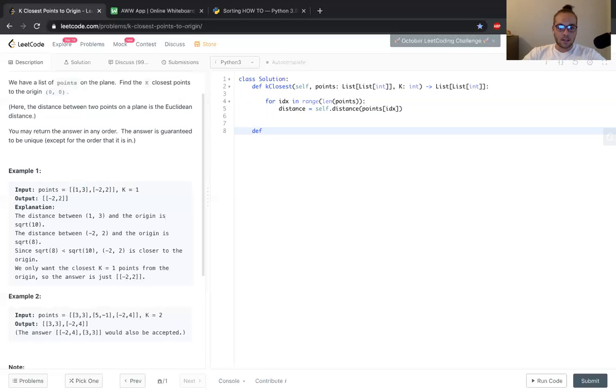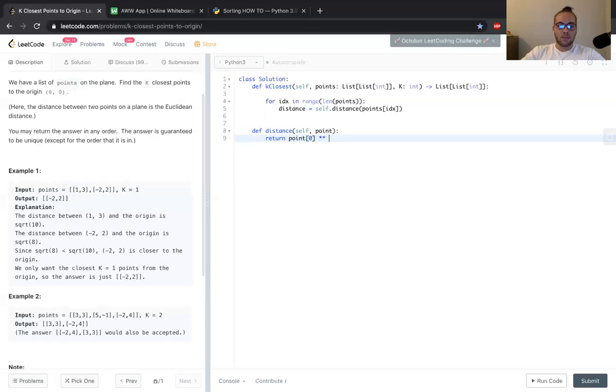So we're going to say define distance self, comma, points, right? So what do we want to do? We want to return something to this, because we're making this equal. So what's the distance at that particular point? I'll call this point, return point of 0, the thing at the first index of this array, square it, plus point of 1, and then square that, right?